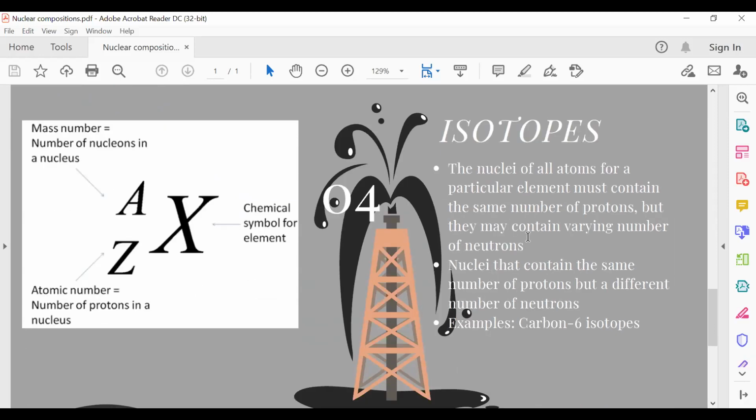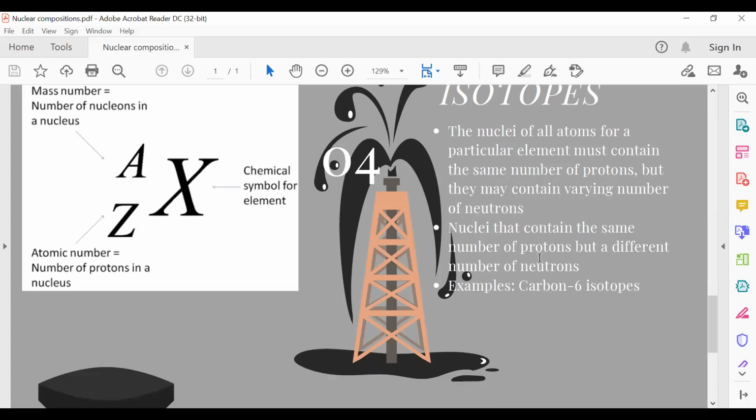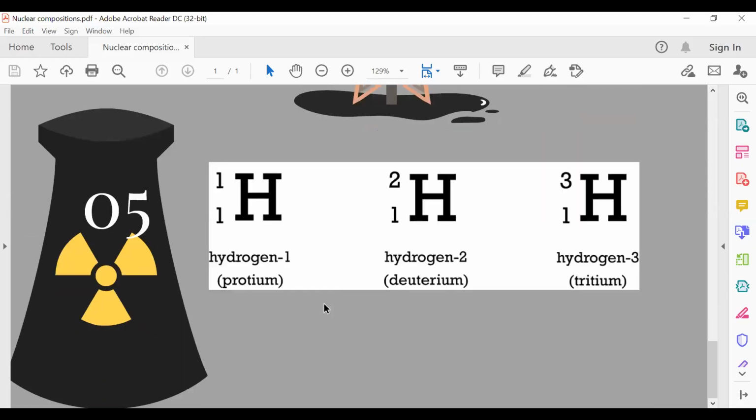And then we move to the next point, which is isotope. The nuclei of all atoms of a particular element must contain the same number of protons but a different number of neutrons. So isotopes have the same number of protons but a different number of neutrons. For example, we have carbon isotopes. Here on the left side, we can see the nuclear notation. X is the chemical symbol for an element, A is the mass number or number of nucleons in a nucleus, and Z is the number of protons in a nucleus. So this is an example of isotopes.